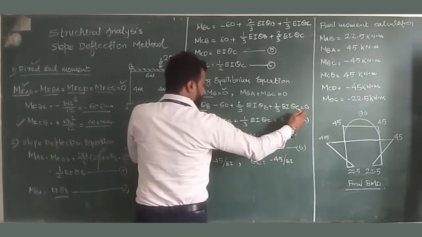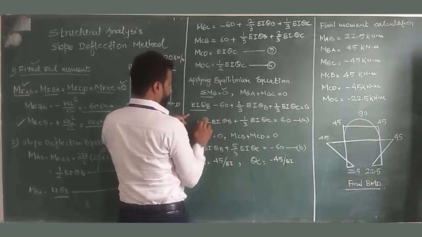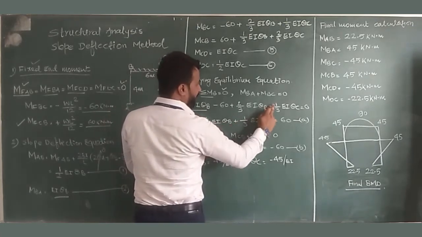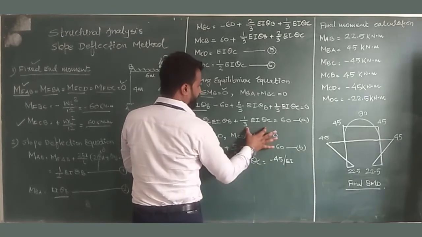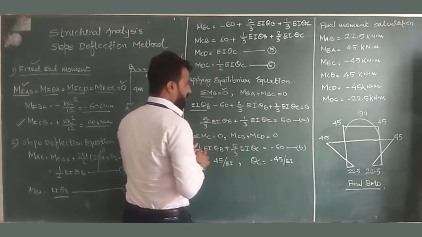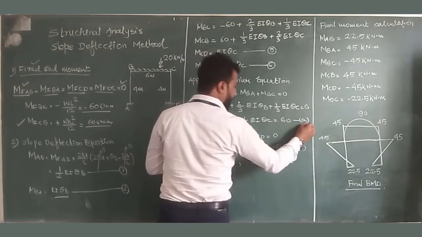So after calculation of this, we have 2 by 3 EI theta B plus 1 EI theta B, so it will be 5 by 3 EI theta B. We will put this value 1 by 3 EI theta C as it is, and this minus 160 we will take to the other side of the equal sign, so it will be plus 60. So this is equation number 8.